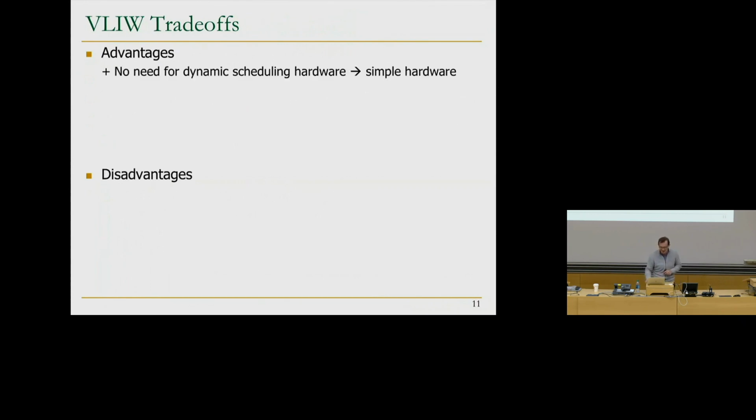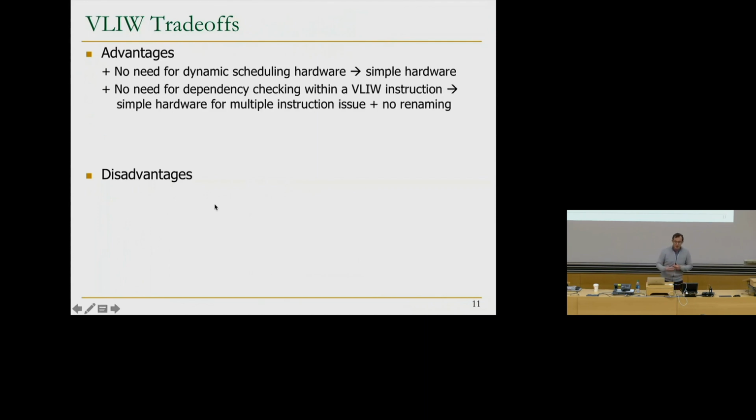Okay, let's talk about the trade-offs a little bit. We've talked about history, we've talked about the idea. So clearly, one trade-off is very obvious. There's no need for dynamic scheduling hardware. Out-of-order execution is not needed, assuming you have a pure VLIW machine. Simple hardware. Hopefully you get the benefits of out-of-order execution with the compiler with simple hardware. Of course, we will see that that's not the case when we talk about disadvantages. There's no need for dependency checking within a VLIW instruction, so there's simple hardware for multiple instruction issue and no renaming. You get simple hardware in the end. So what does simple hardware buy you? Quicker design times, hopefully low power consumption, hopefully a higher frequency design, if you can simplify the hardware.